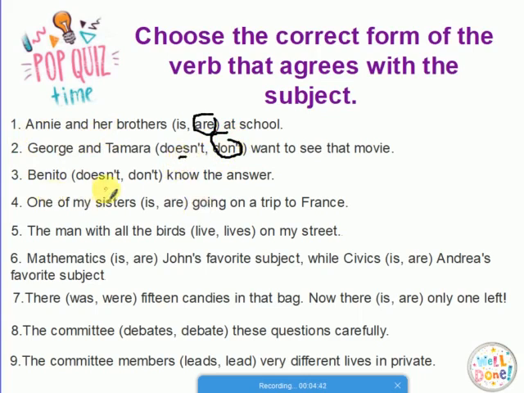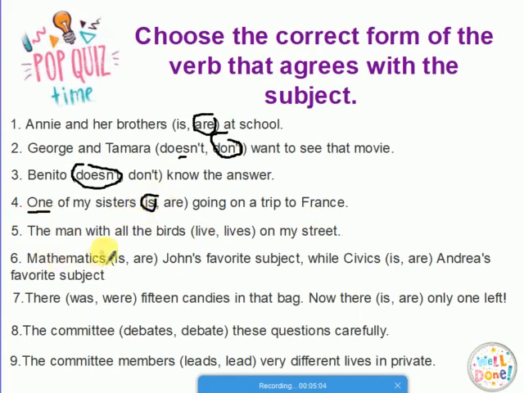Benito don't know the answer. Benito is a singular subject, therefore I need a singular verb. One of my sisters is or are going on a trip to France. Attention here, I have the word one. Therefore, it is a singular subject, therefore a singular verb.